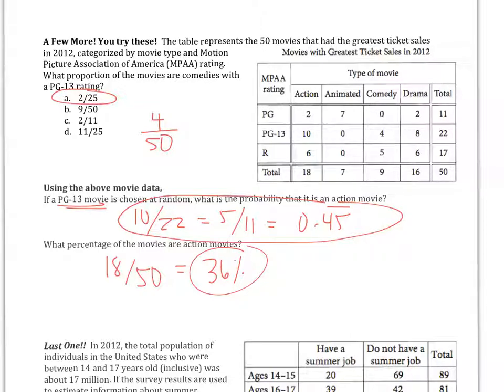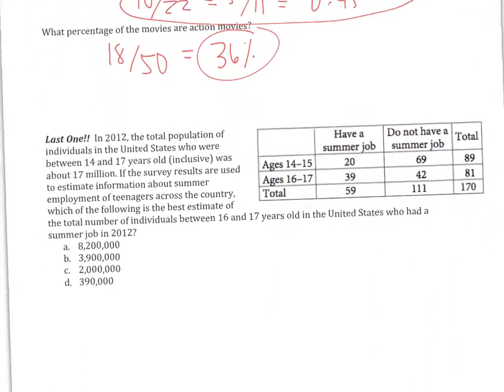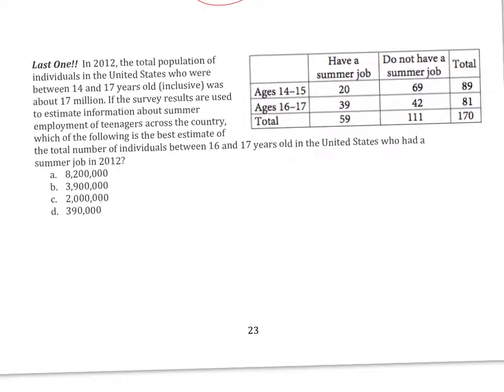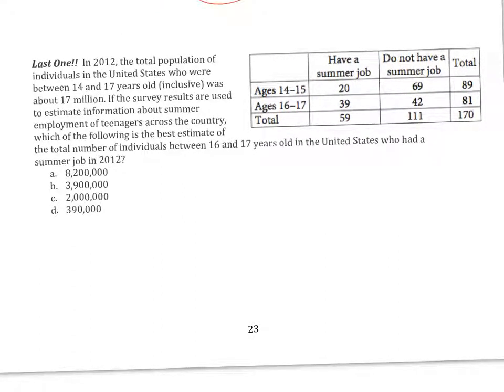Okay, we're going to do one more together, and then we'll be done with notes. Okay, so it's about the job data still. In 2012, the total population of individuals in the U.S. who were between 14 and 17 inclusive was about 17 million. If the survey results are used to estimate information about summer employment of teenagers across the country, which of the following is the best estimate of the total number of individuals between 16 and 17 in the U.S. who had a summer job? Ooh. Any ideas?